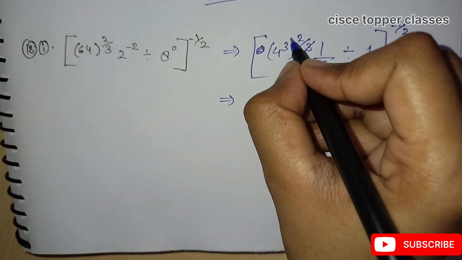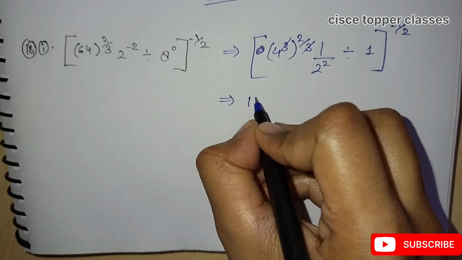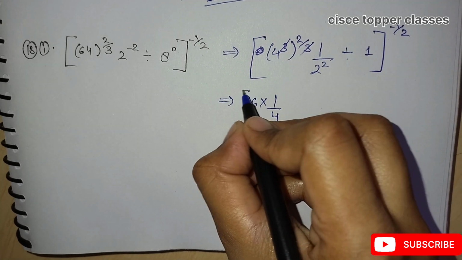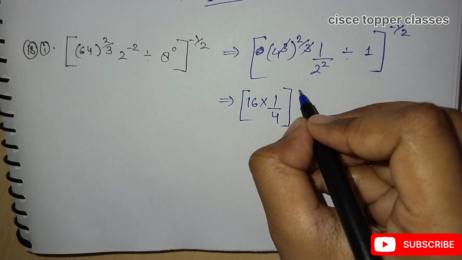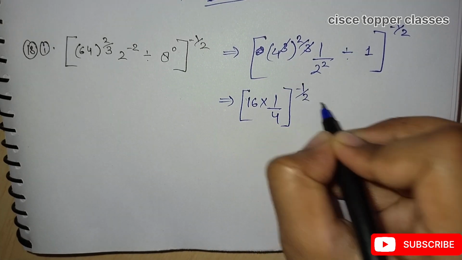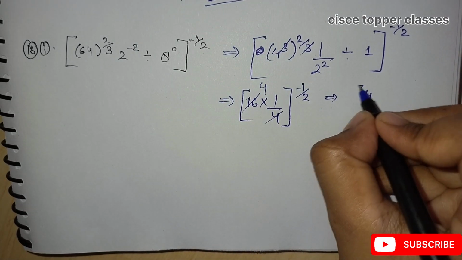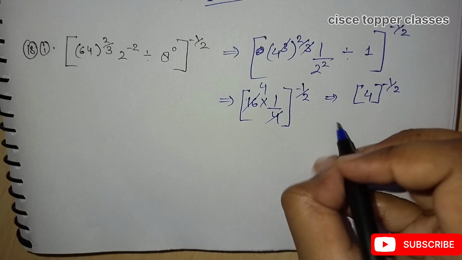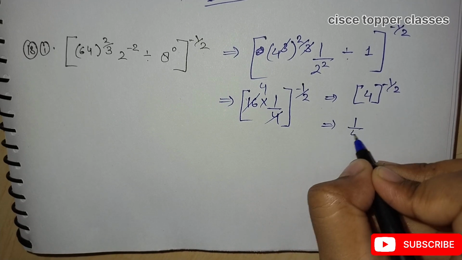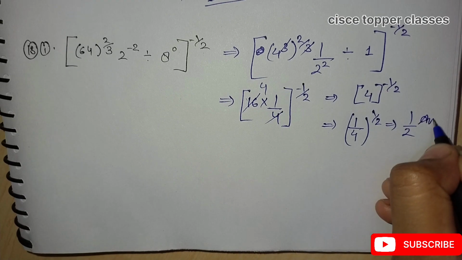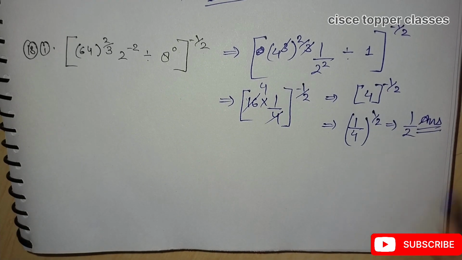So this will be 3 will be cancelling out and here we will get 16 into 1/4 divided by 1 will be same as, because dividing by 1 we will get the same thing. So this is the whole power minus half. This will be cancelled out and here we will get 4 to the power minus half. On taking it, we will firstly take reciprocal, (1/4)^(1/2). So this will be 1/2 as the final answer of 13th first part.